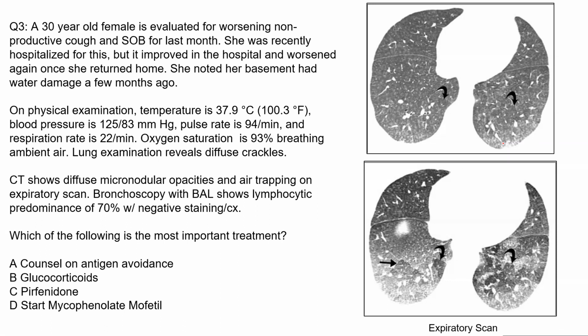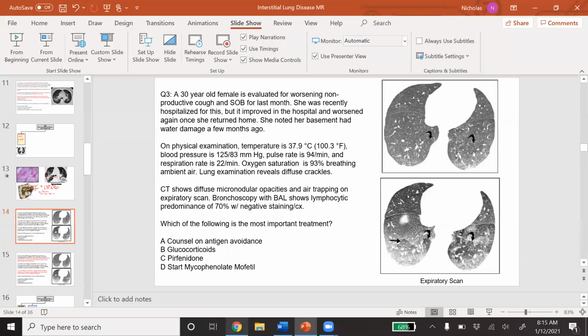CT shows diffuse micronodular opacities and air trapping on the expiratory scan. Bronch with BAL shows a lymphocytic predominance of 70% with negative staining and cultures. The question here is, what is the most important treatment? The answers are counsel and antigen avoidance, steroids, pirfenidone, or start MMF.